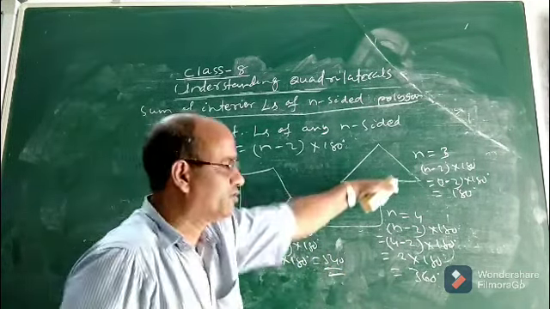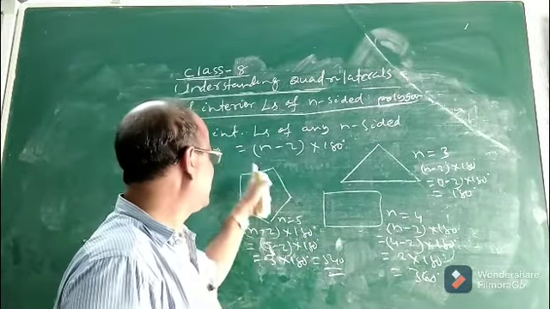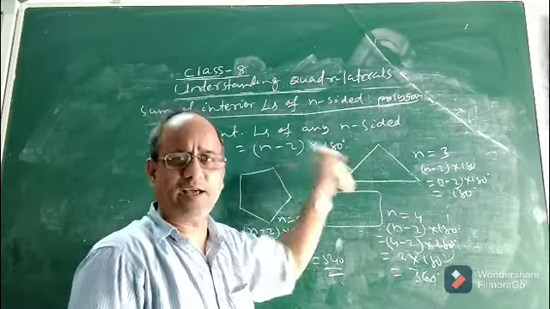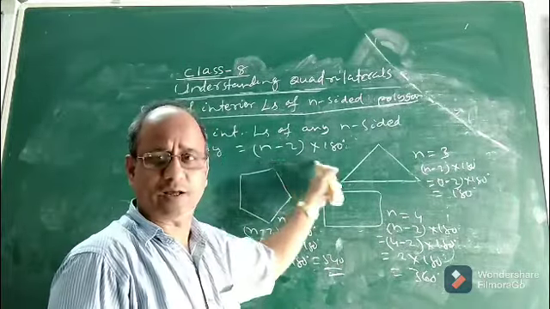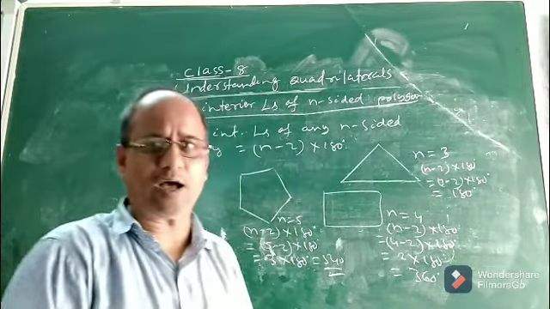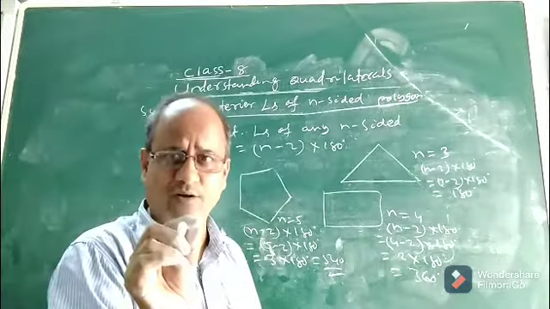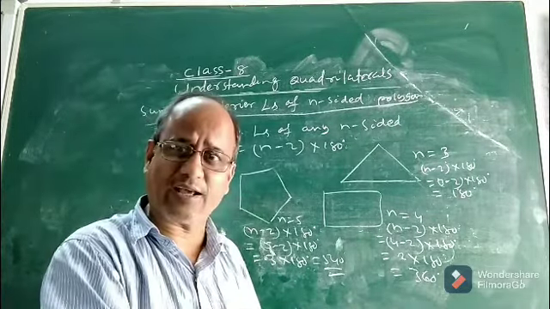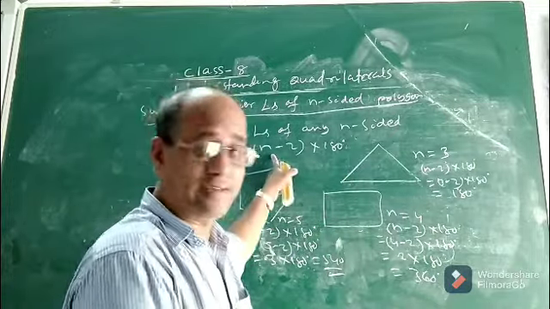So from this we can conclude that the sum of interior angles of any n-sided polygon, where n is the number of sides, will be calculated by this formula, n minus 2 into 180 degrees. So what is n minus 2? I have already told you. Children, n minus 2 means a polygon can be divided into how many triangles? It can be divided into n minus 2 number of triangles, where n is the number of sides.